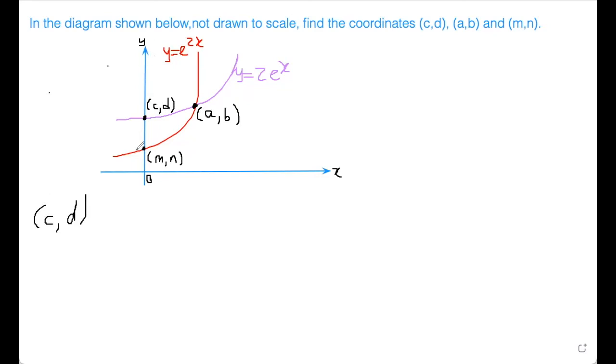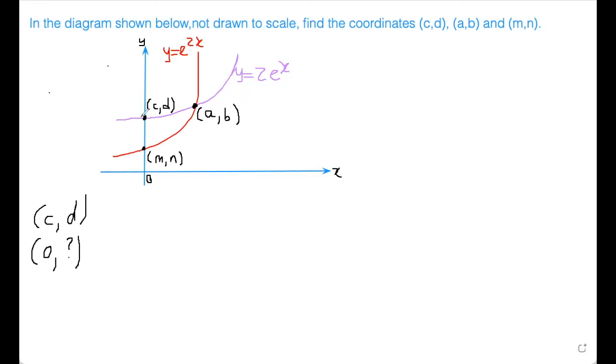Now, once a line or a curve cuts the y-axis, x is always 0. So it means that we already know the value of c. c is 0. This is due to the fact that the line cuts the y-axis, and cutting the y-axis means that x is 0 anywhere on the y-axis. So at this point, c is 0. The only thing we need to find out is what is d.